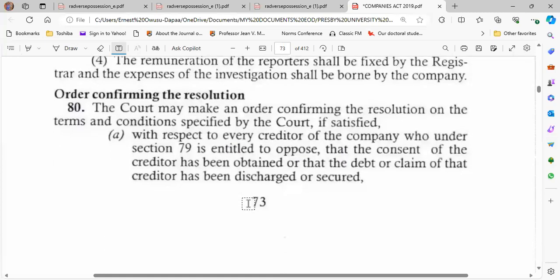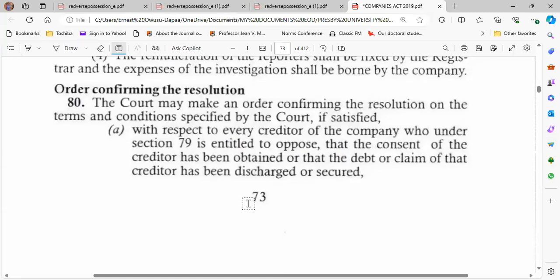Now, when all these things have been taken care of, Section 80 says that the court may make an order confirming the resolution on the terms and conditions specified by the court. And so the court can make an order granting confirmation, but there may be some other things which the court is ordering.